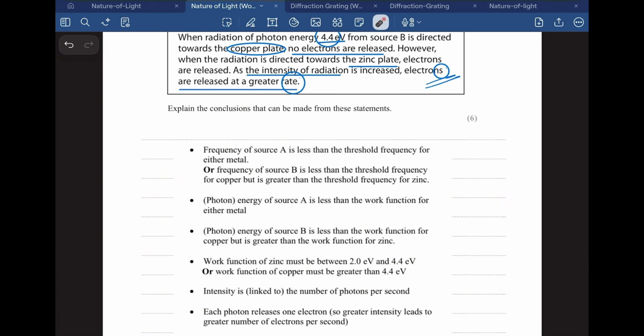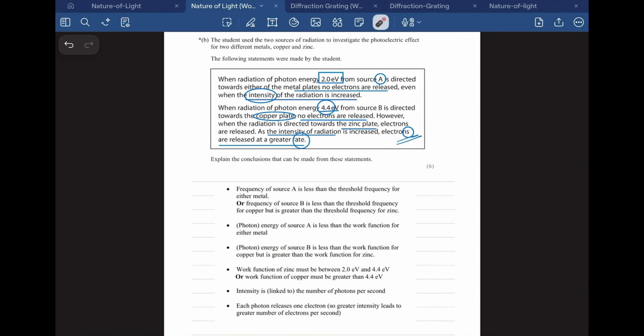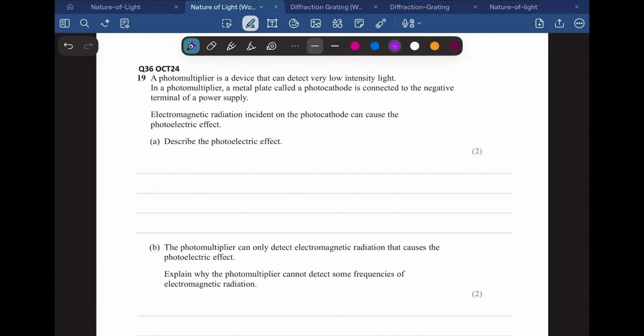Okay, those are the points that you will have to understand very clearly, because they are assessed again and again in the exam papers. Make sure you understand each and every one. Let's solve question number 19 from October 2024.